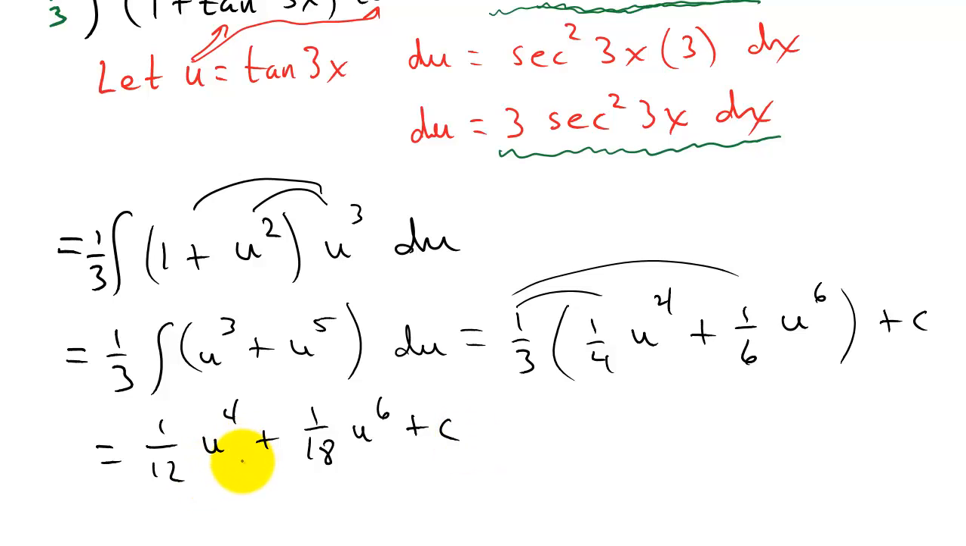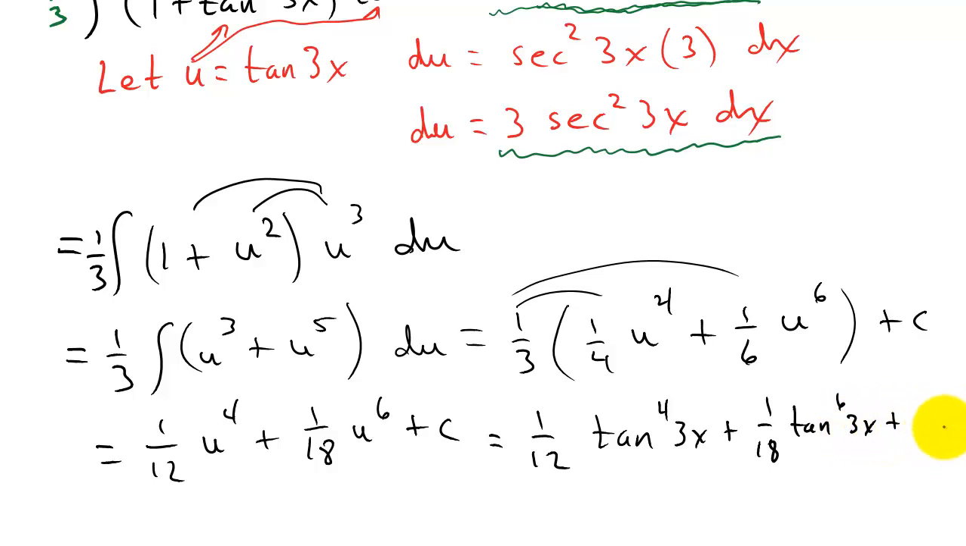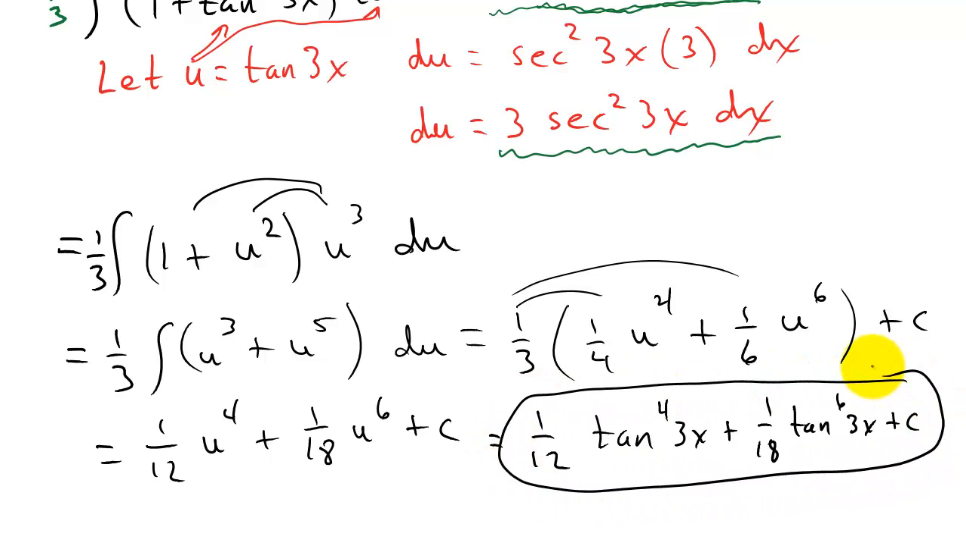And now I have to get everything back in terms of x. You see I have a u here and a u here. Well, u is just tangent 3x. So that's going to give me 1/12 times tangent to the fourth 3x plus 1/18 tangent to the sixth 3x plus my constant term c. And this would be my final answer.